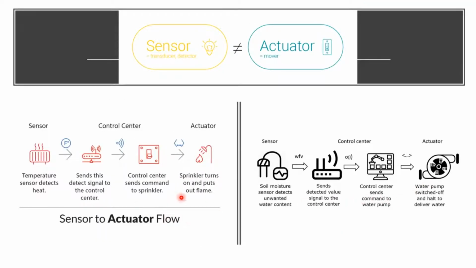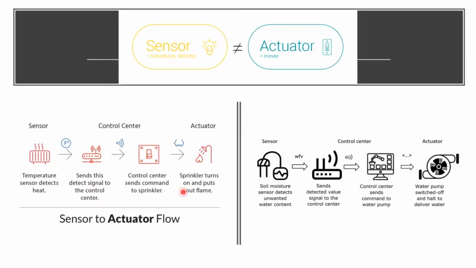I have taken two examples here to help you understand that sensors and actuators are entirely different. As I told you, sensors act as input or detecting devices, and an actuator is the output device or mover device. So with two examples, let's see how the monitoring and control work, basically explaining the sensor to actuator flow.